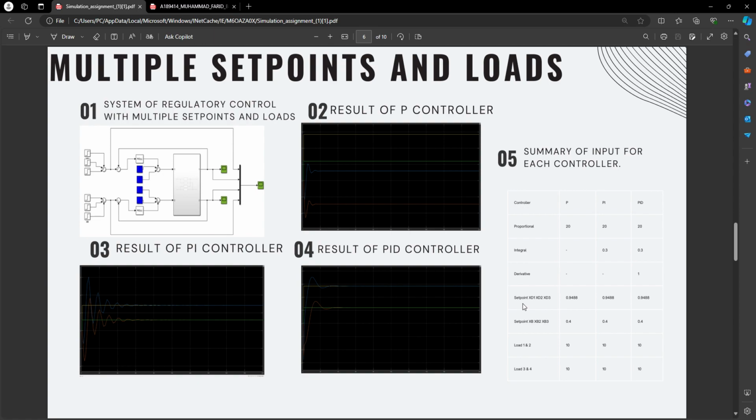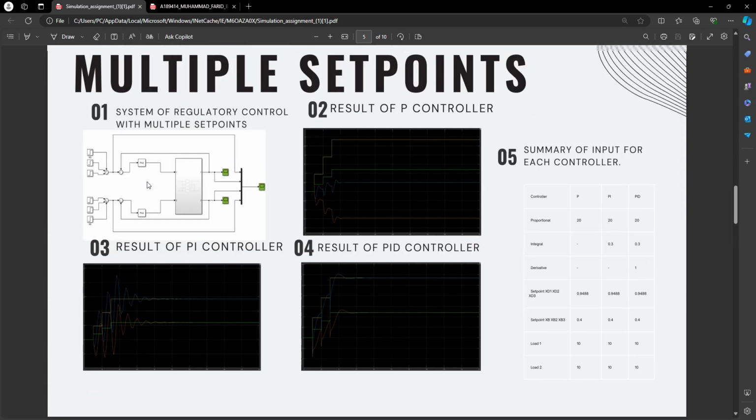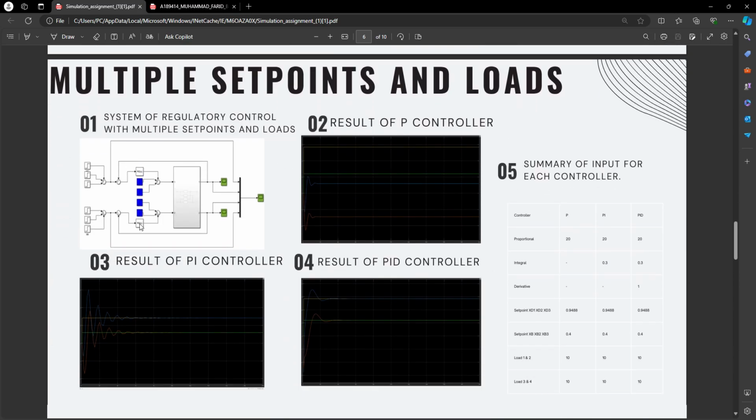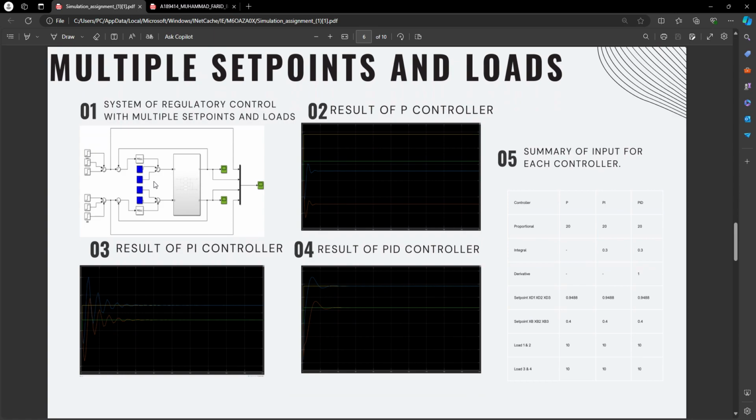Now going through the other part, which is the multiple set points and loads. We add another load for the system. From the picture here, we can see the system of regulatory control with multiple set points and loads. We add the load here, which is 4. As we can see from before, it had no loads at all. Now we add the loads inside as an addition to the other results.